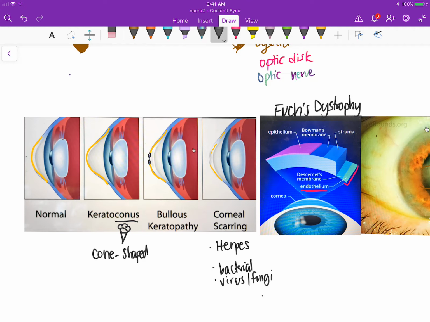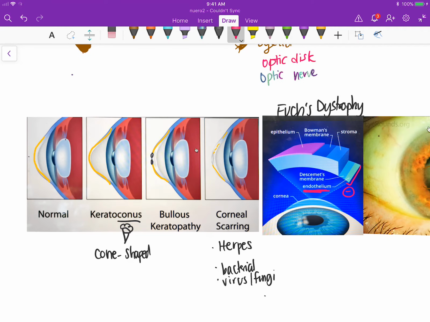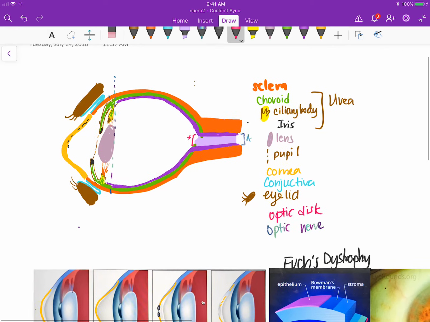Now Fuchs dystrophy is basically a dysfunction of the endothelial cells. So as you can see, the cornea has all these different cell layers. The endothelial cells are what keeps the aqueous humor from coming in. They're like a barrier. They keep the aqueous humor from coming into the cornea.